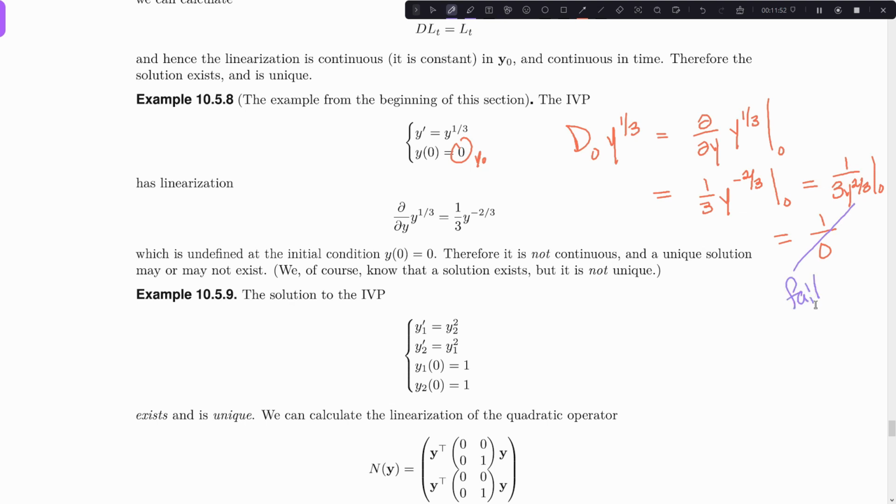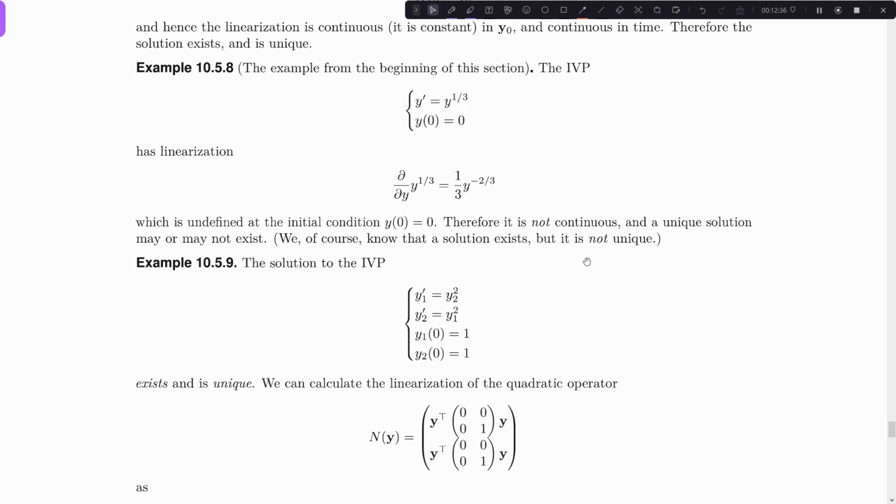Fails Picard Lindelof at initial condition. And this isn't why we see two solutions, but we know that it must fail Picard Lindelof because we had two solutions. So obviously the way theorems work, if we fail Picard Lindelof, that doesn't necessarily mean we don't have a unique solution, but it means that you can't guarantee that we have a unique solution. So Picard Lindelof is failed in this case, and that's a bad thing, right?